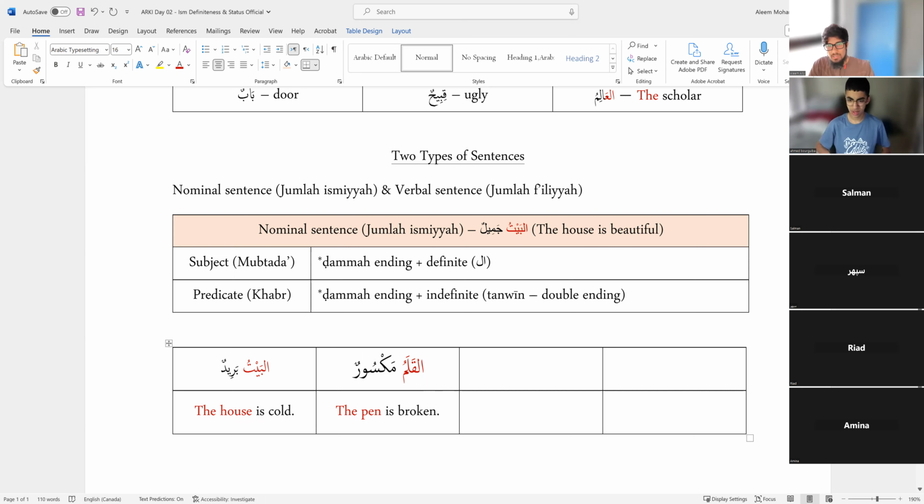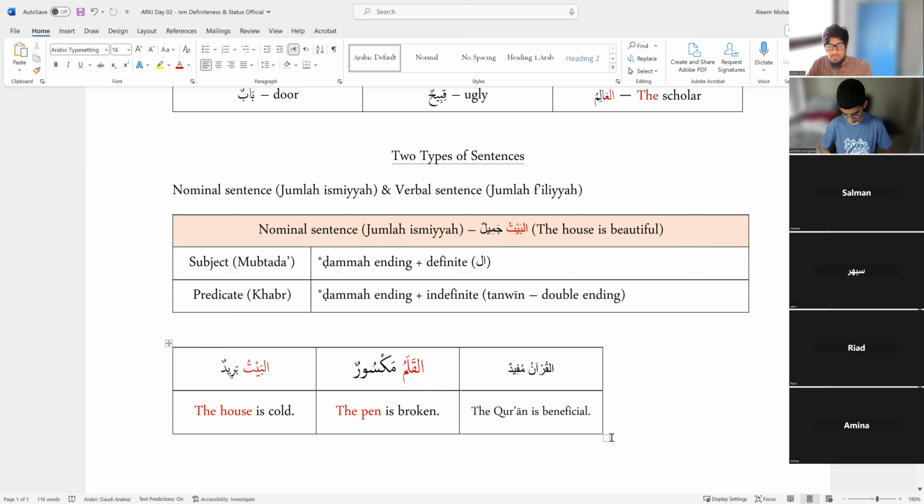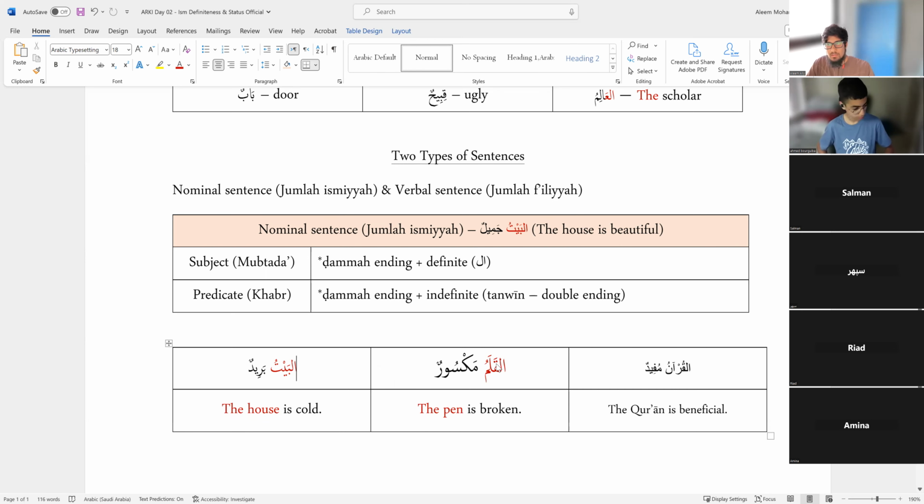I'll just write out the next ones here. So al-Qur'anu mufidun, right? Which means the Quran is beneficial, right? And we'll stop there for the examples, because I think you guys get it at this point. You see some questions. Wow, okay, you guys actually went ahead and filled that in. Thanks.